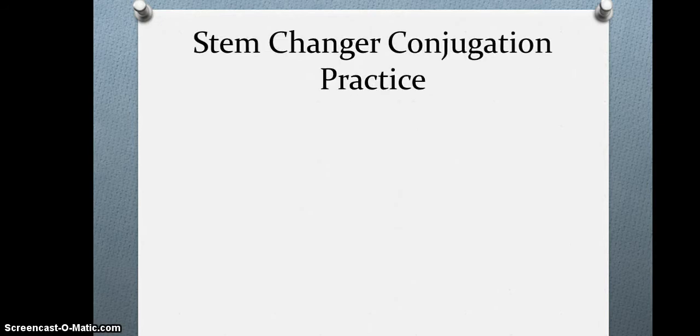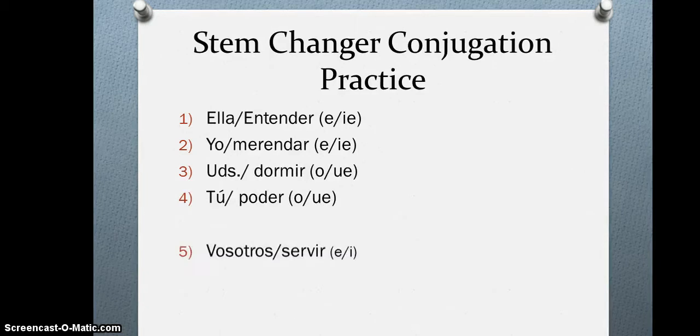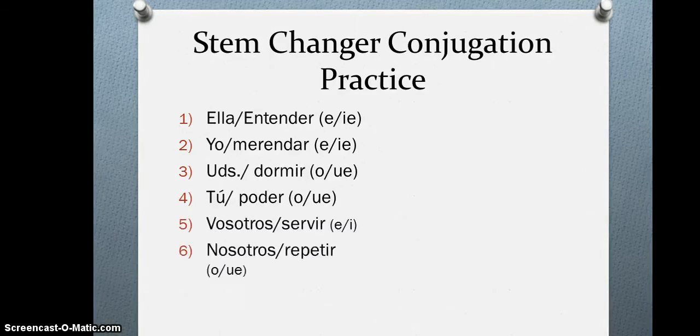Next, we have some practice for stem changer conjugation, and this will be really important for you to try and do this on your own first. So here are your questions. Ella entender, yo merendar, ustedes dormir, tú poder, vosotros servir, and nosotros repetir. And you'll see after the verb in parentheses, I've told you after you make your stem what the vowel is going to become to create your new stem. And so use that information. You may pause now and try and answer these questions.